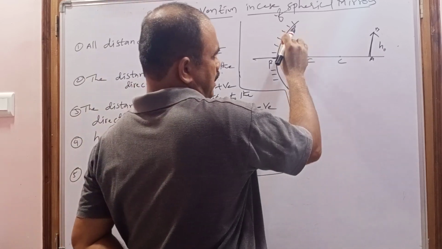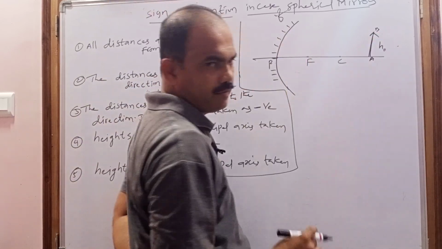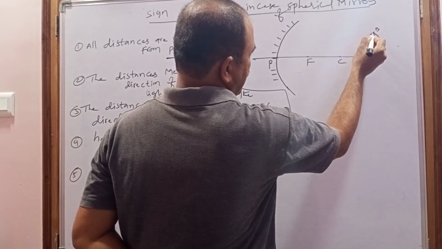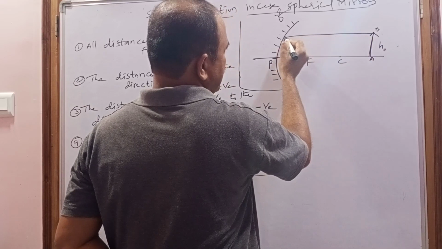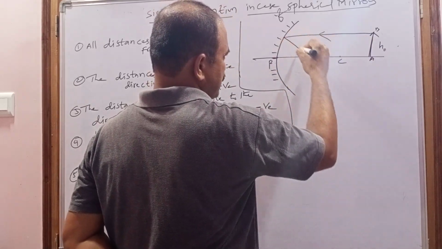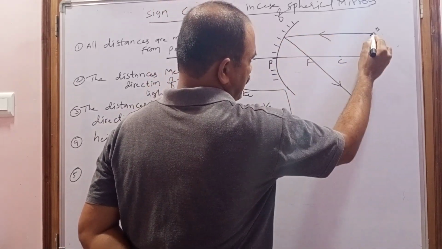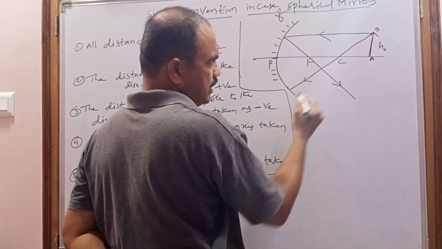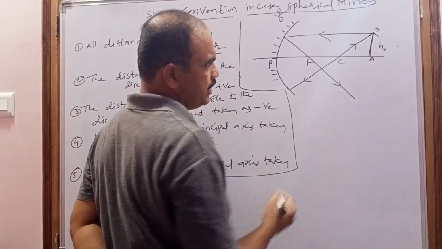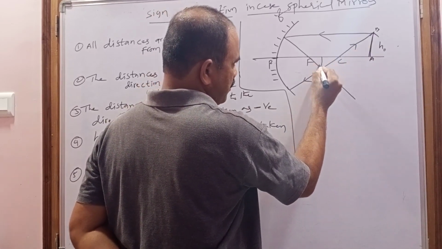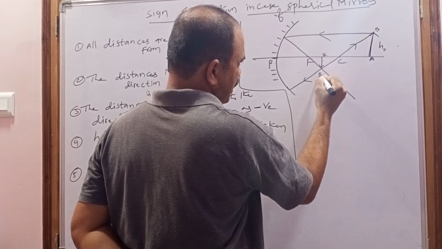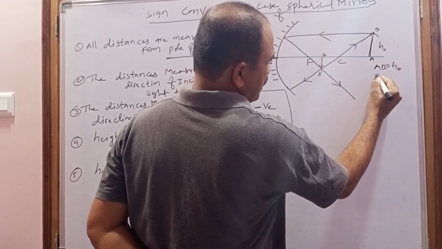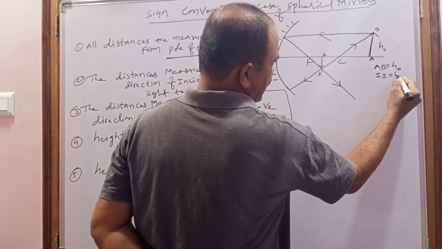Now this concave mirror can form the image of this object, which we can find by drawing ray diagrams. If we take one ray from the top of the object parallel to the principal axis, after reflection it passes through the focus. Another ray from the top of the object passes through the center of curvature and returns. Where the rays really intersect, the image is formed, considered I dash. AB is the height of the object H0, and the image height will be considered H suffix I.